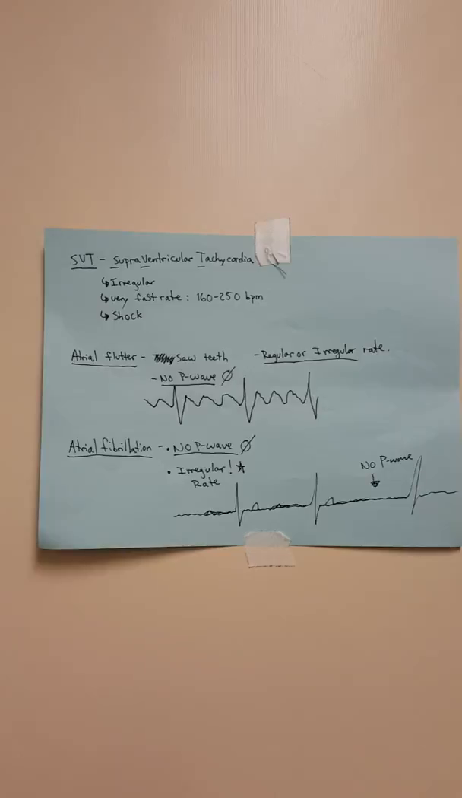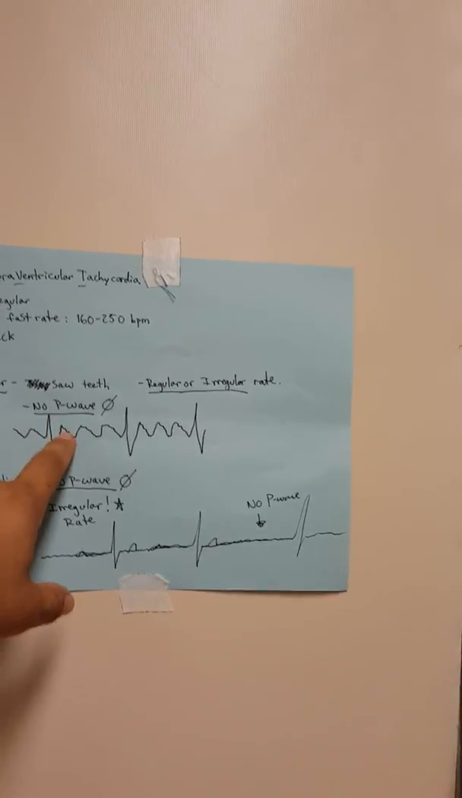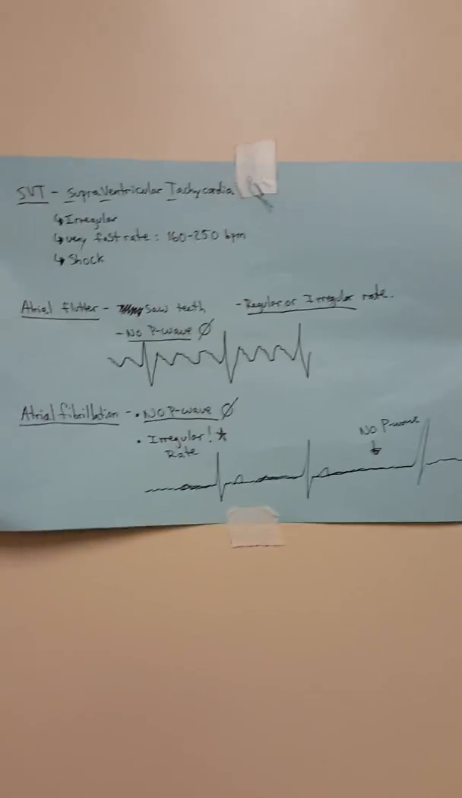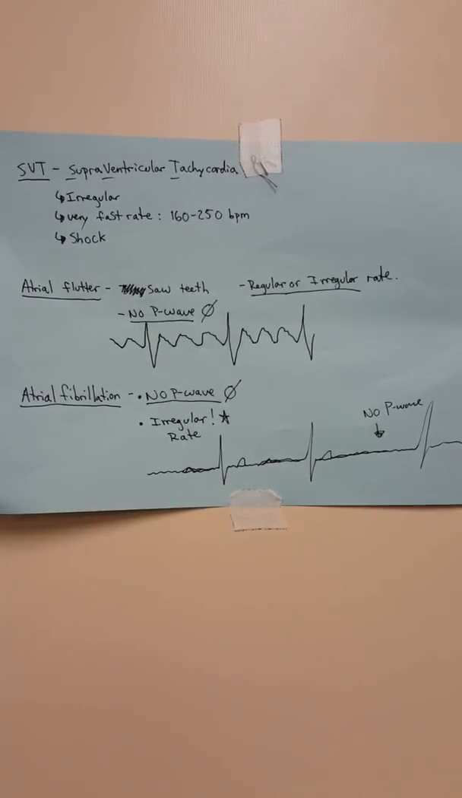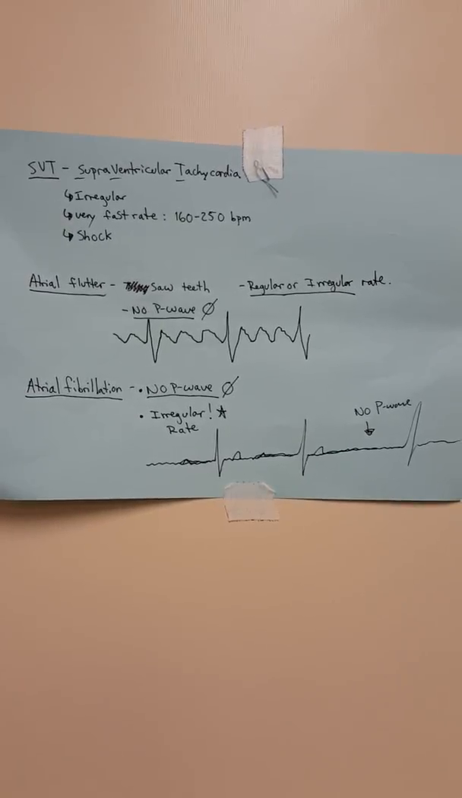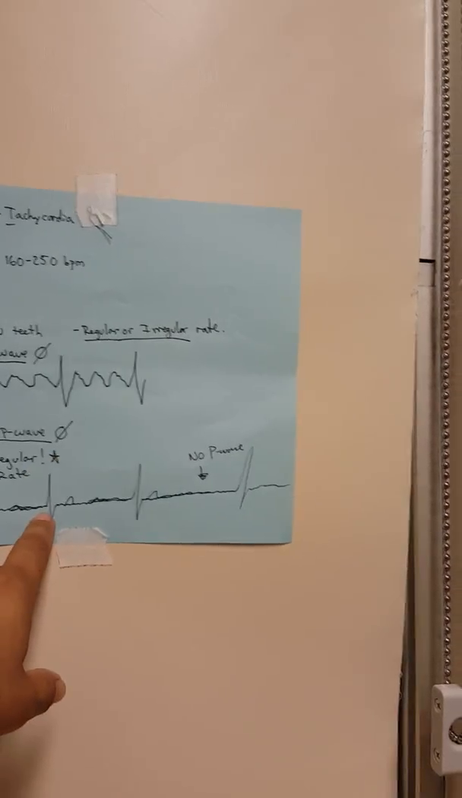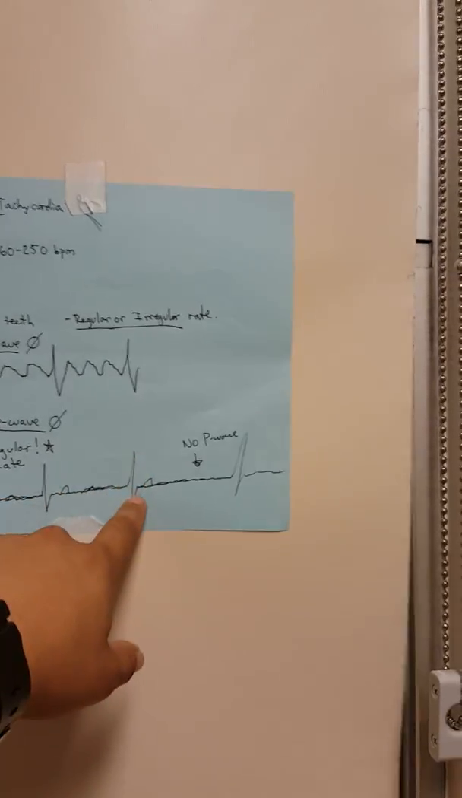Atrial flutter is indicated by saw teeth. There's no P wave. It could be regular or irregular. This can be distinguished by these jagged teeth here. Atrial fibrillation is no P wave, and an irregular rate. It's indicated by this little squiggly line, and then the QRS. You might see a T wave, no P wave.